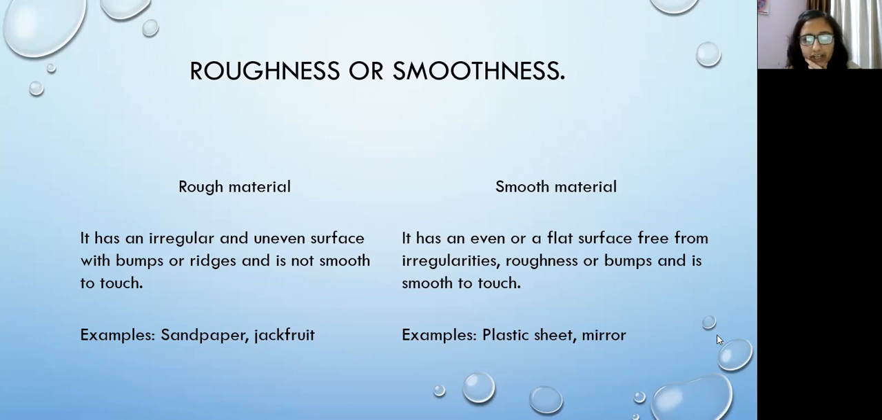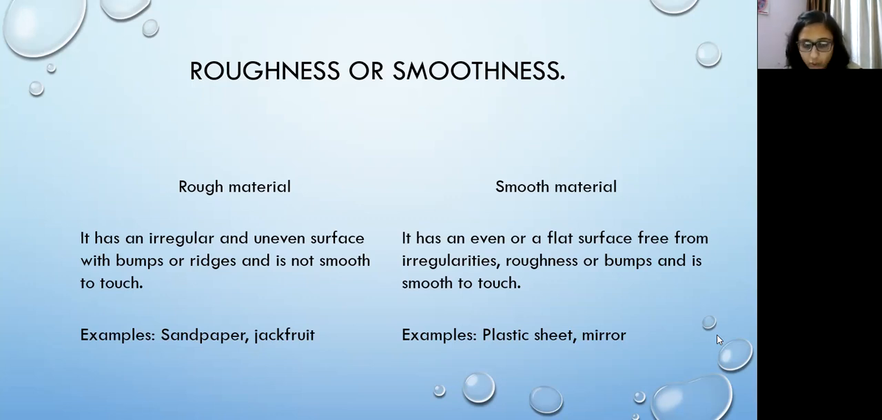So what do you understand by this rough material? It has an irregular and uneven surface with bumps or ridges and is not smooth to touch. For example, sandpaper or jackfruit, है ना? Jackfruit खाते हैं आप लोग सब्जी jackfruit की. It's actually a fruit, but we use it as a vegetable. We just cook it, है ना? Then we eat it. So jackfruit को आप बोलते हैं हिंदी में कटहल.